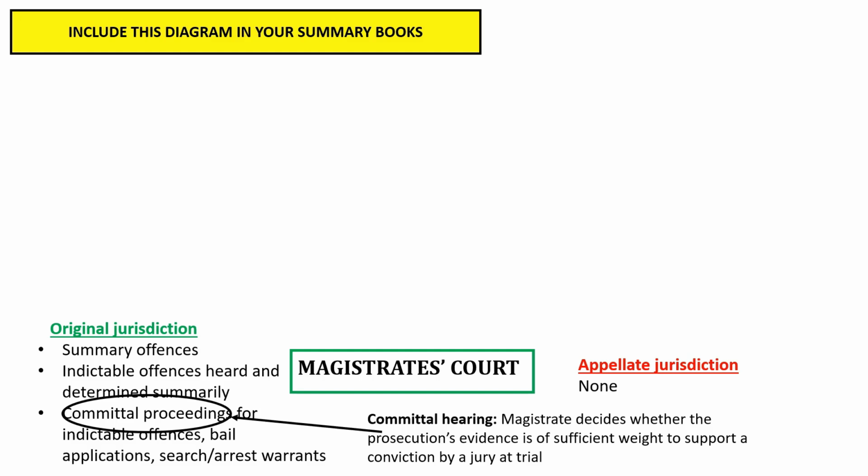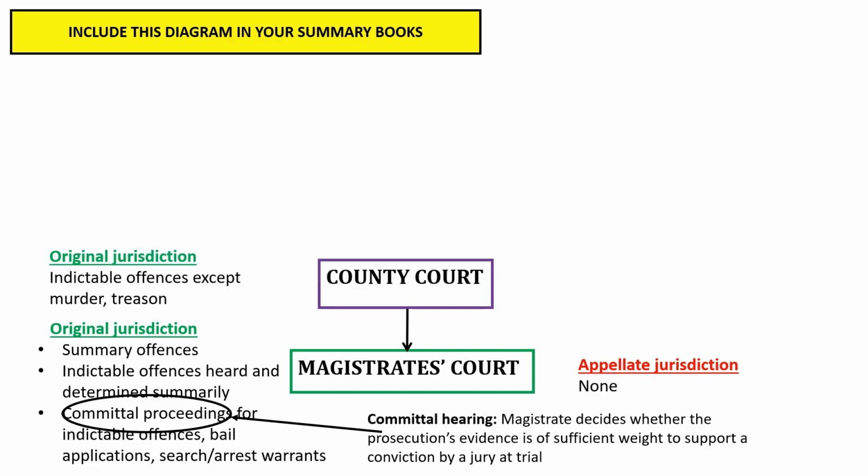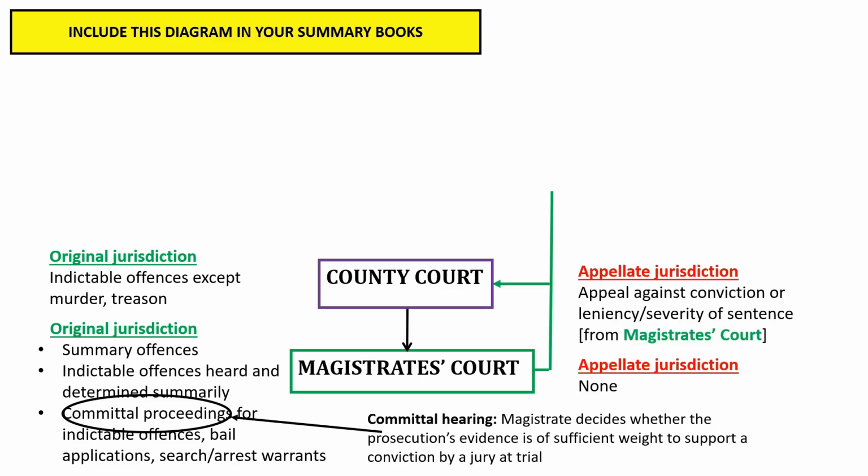We now move up the Victorian criminal court hierarchy to the County Court. The County Court has original jurisdiction to hear all indictable offences except the most serious, which are murder and treason. In addition to having an original jurisdiction, the County Court also has an appellate jurisdiction. The County Court hears appeals brought by a party from a decision of the Magistrates' Court. There are 3 grounds on which a party can appeal a decision of the Magistrates' Court to the County Court.